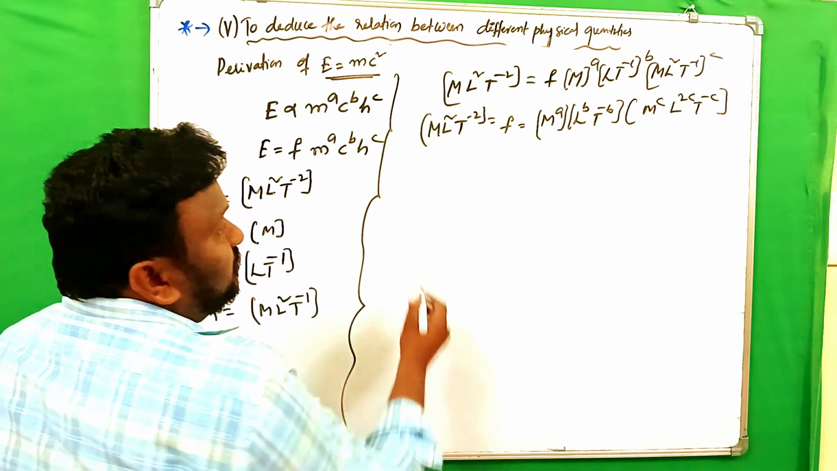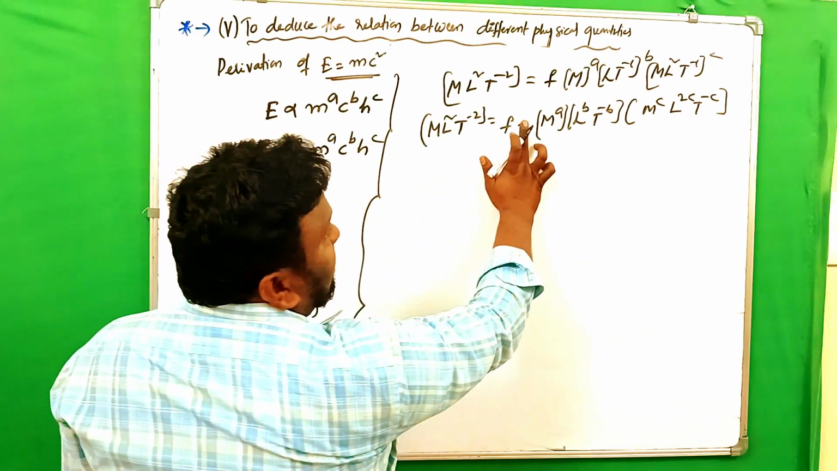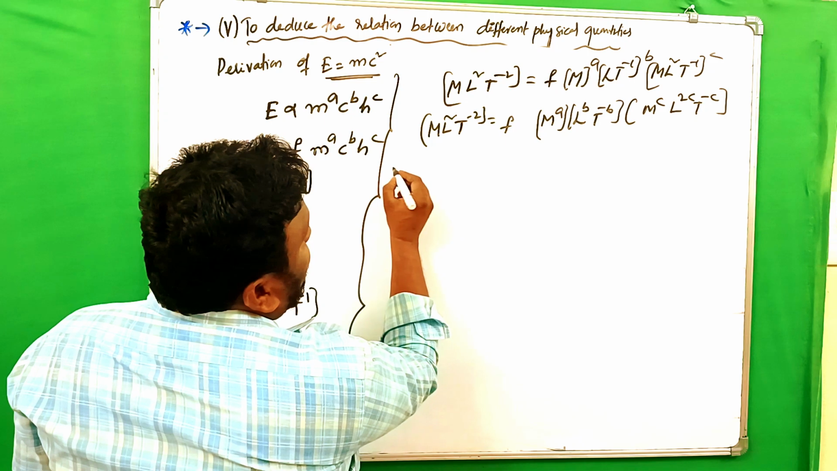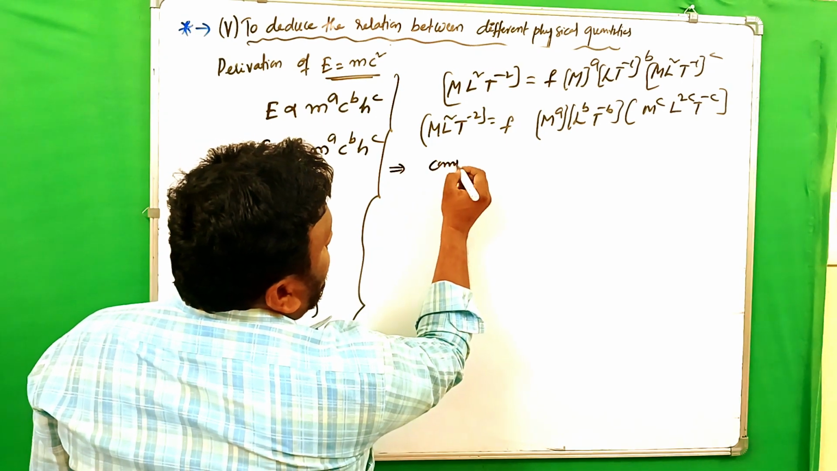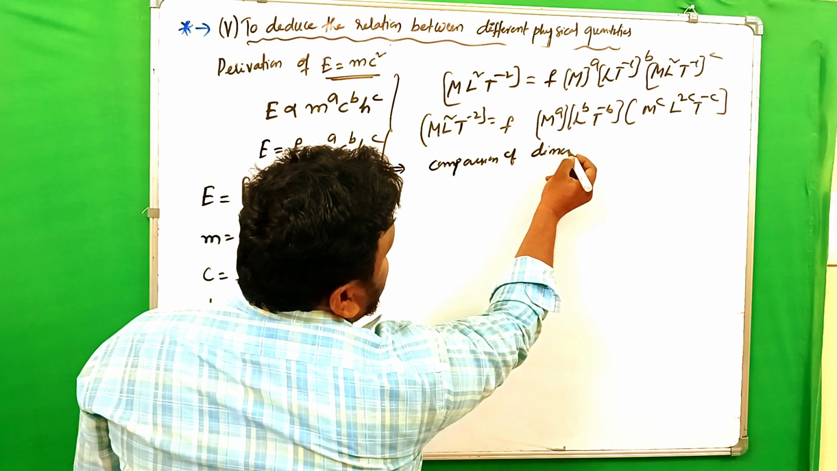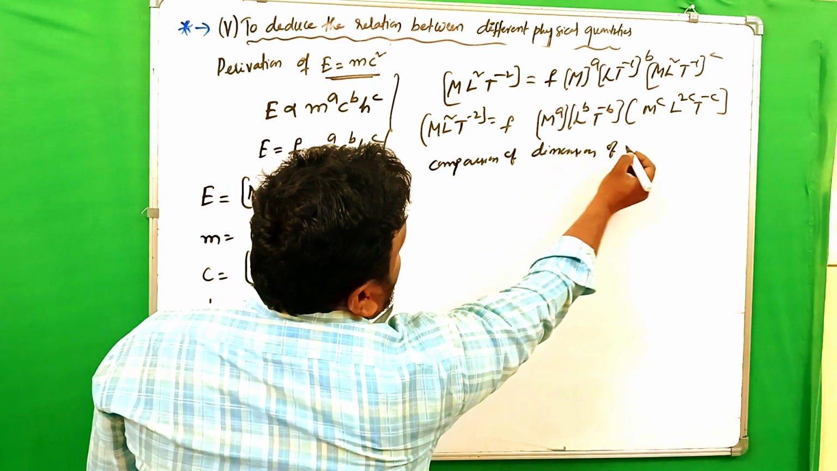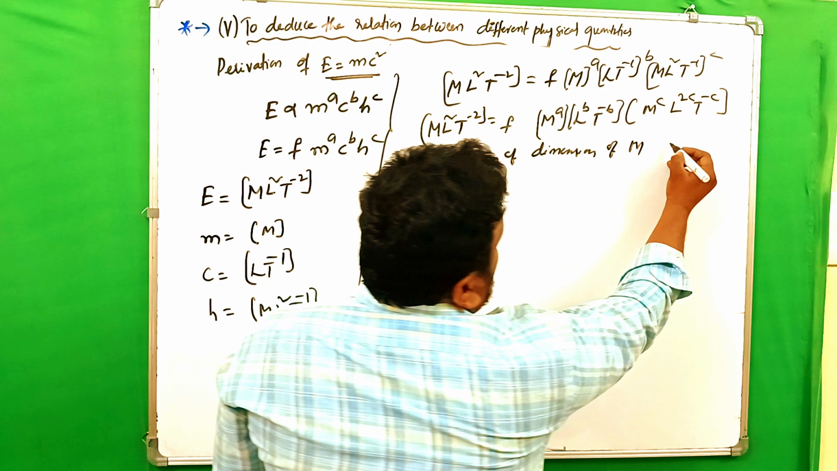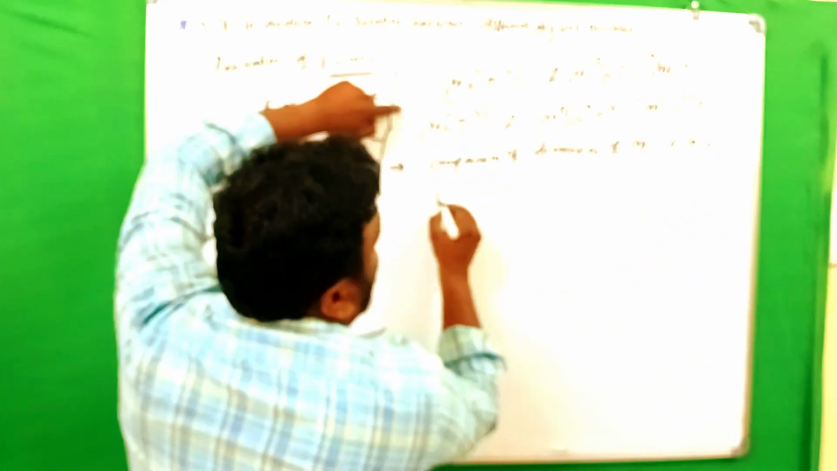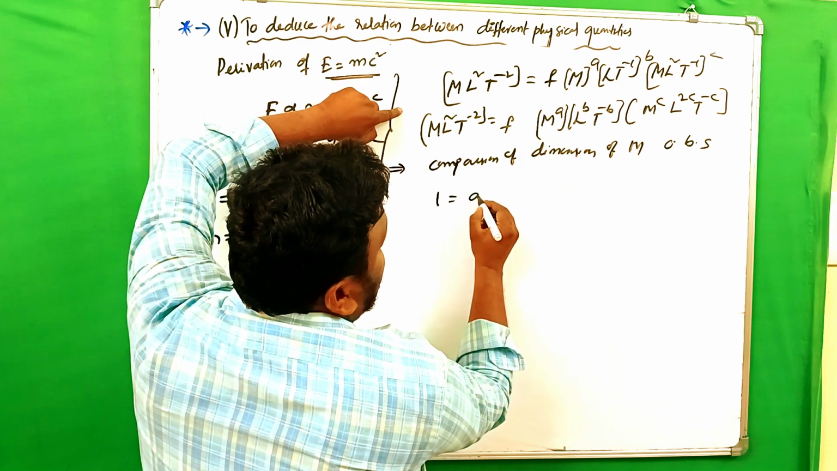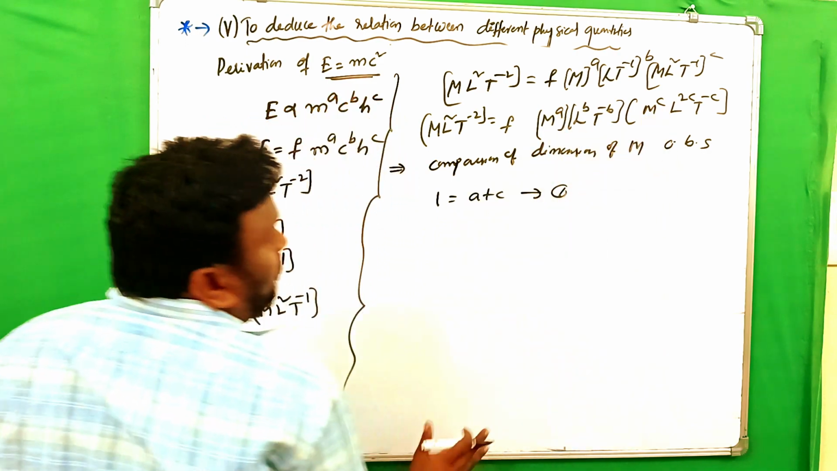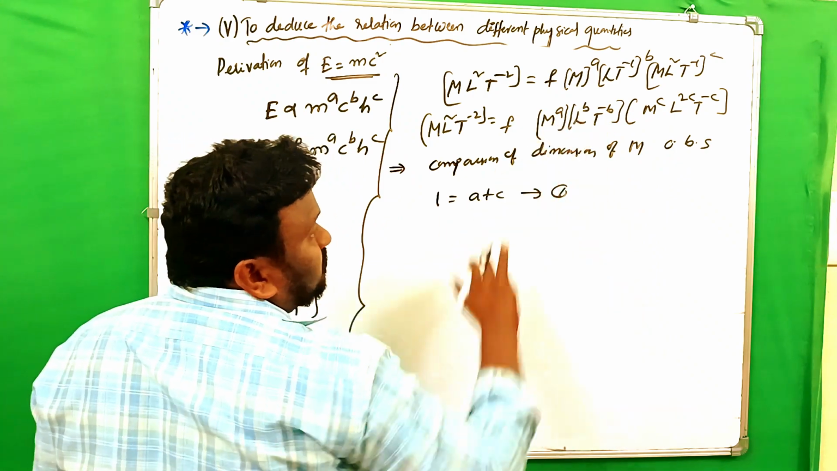Clear? Now comparison. According to the principle of homogeneity, the dimensions on both sides should be equal. So first we can compare the dimensions of mass m on both sides. So what is here? 1 is equal to a plus c. 1 is equal to a plus c. When bases are equal, we have to add the exponents.